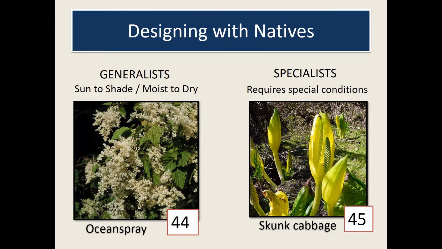Some plants are generalist and can grow in a variety of conditions, like the ocean spray shown here. Some are specialists and are limited to certain soil, moisture, or sun exposures. The skunk cabbage here is a wetland plant and requires very wet, mucky soil.